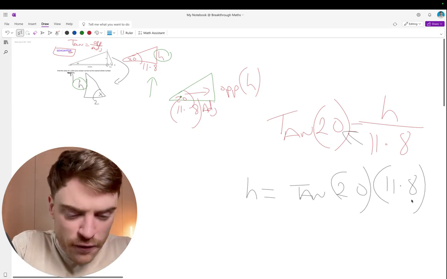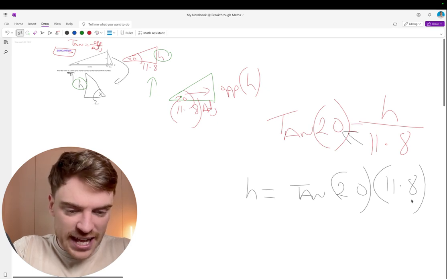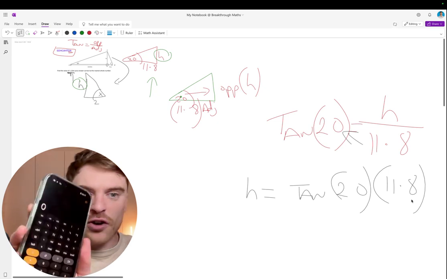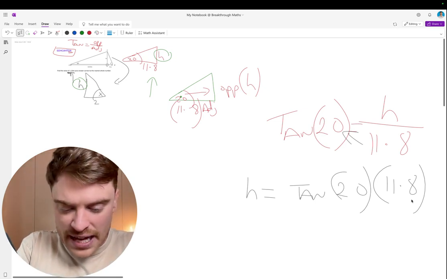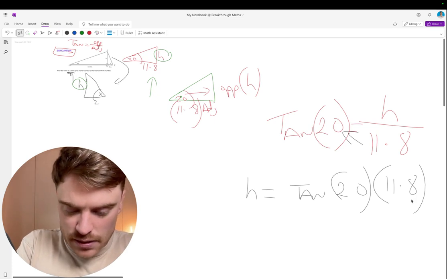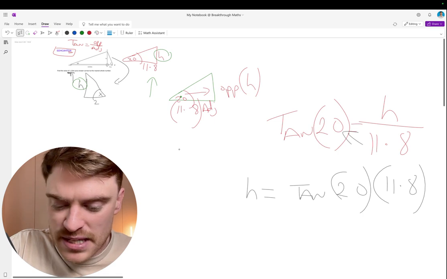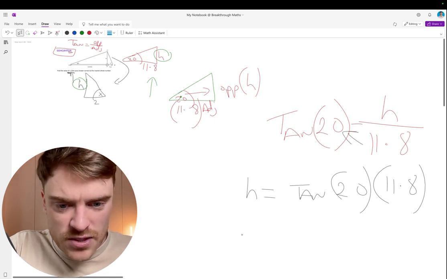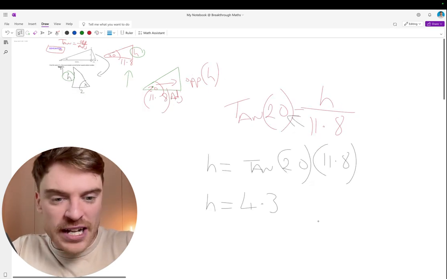And thank God the iPhone has released a new feature. If you go to the scientific calculator, and off you go. Tan 20 multiplied by, finish your bracket, multiplied by 11.8. And you're going to get 4.29. Let's bring that to just maybe 4.3, okay? So h is equal to 4.3. Happy days.